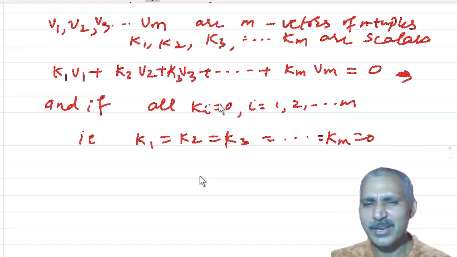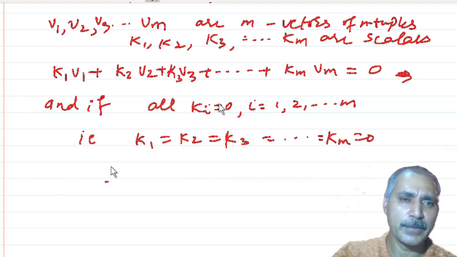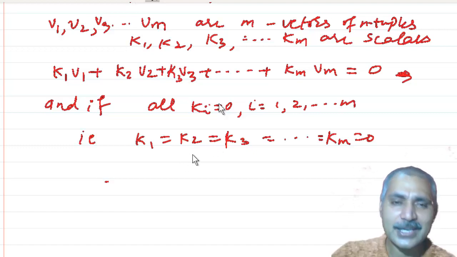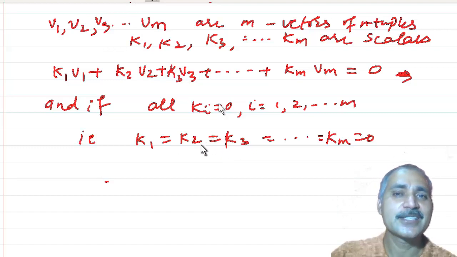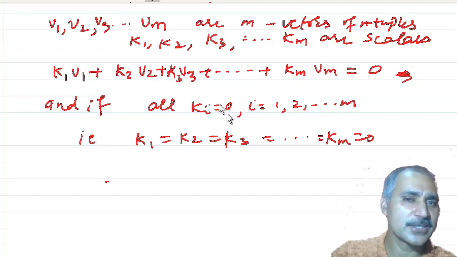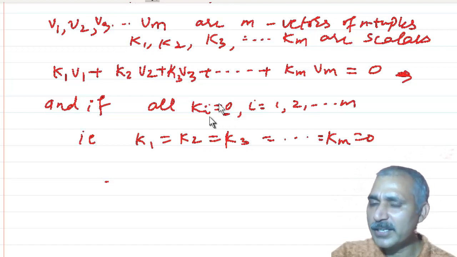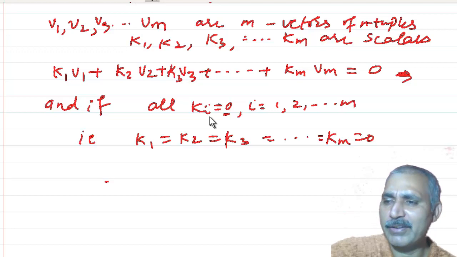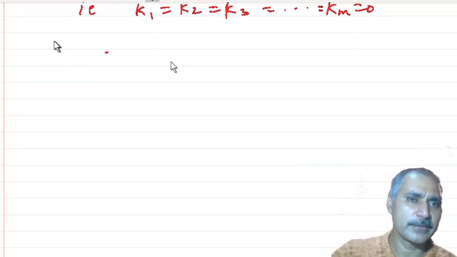So the definition is a little different, so you need to be very careful when it comes to linearly dependent. Then here you will have at least one ki non-zero. Here all ki's are 0. In the case of independent, if at least one ki is not 0, then the given set of vectors will become linearly dependent. Now we will have one sum to make the concept much more clear.